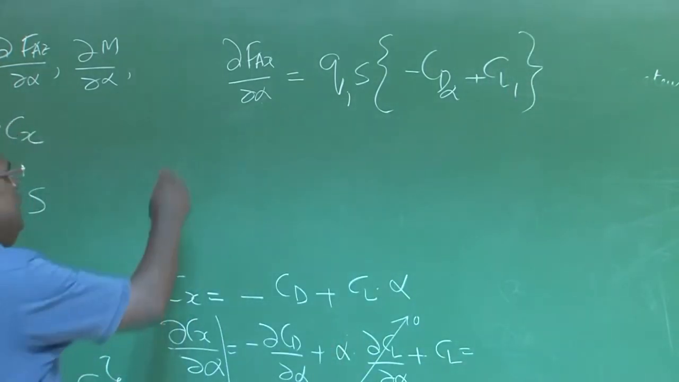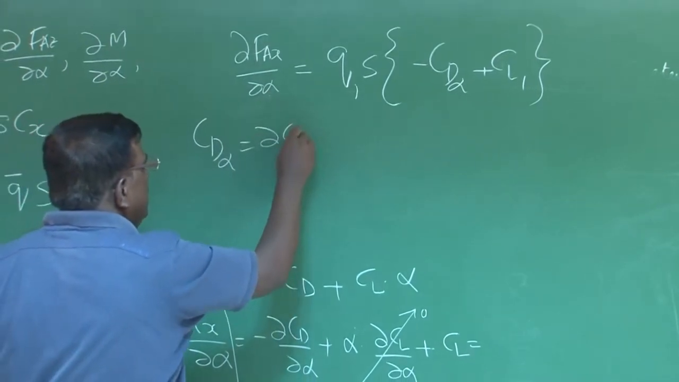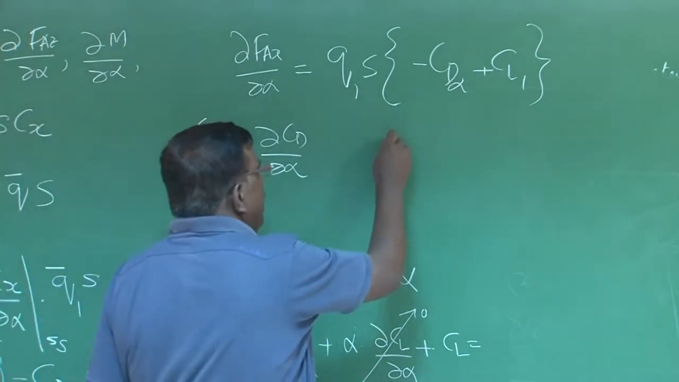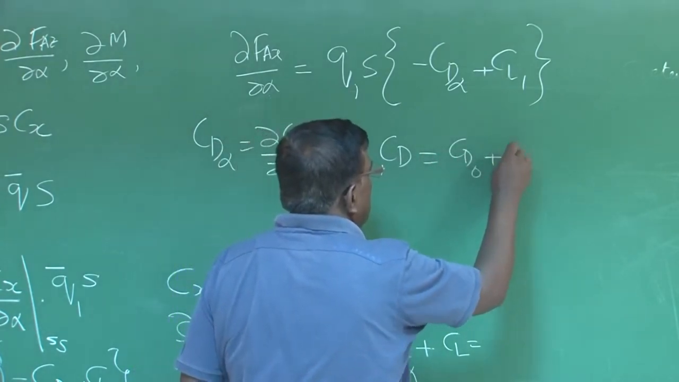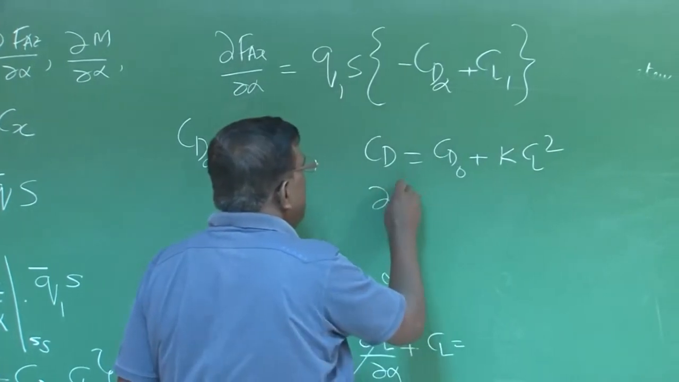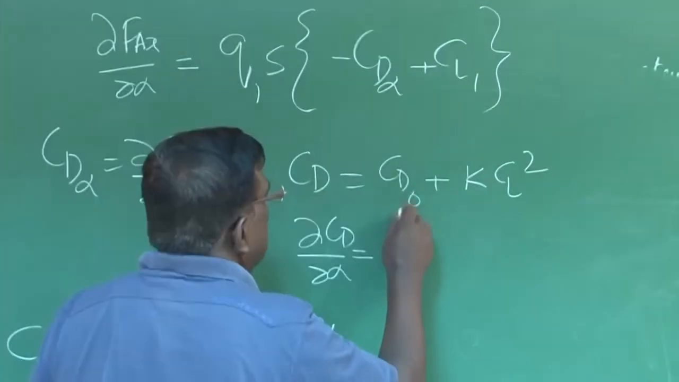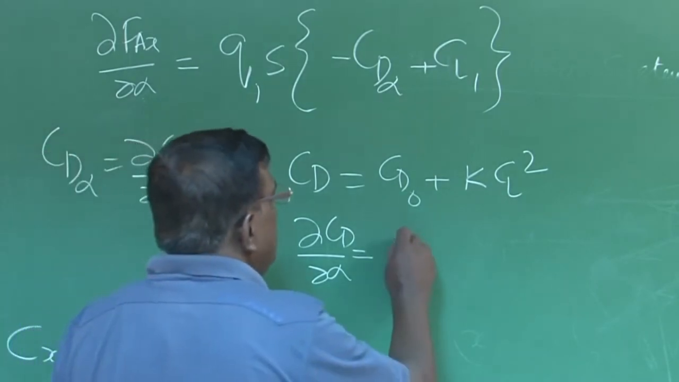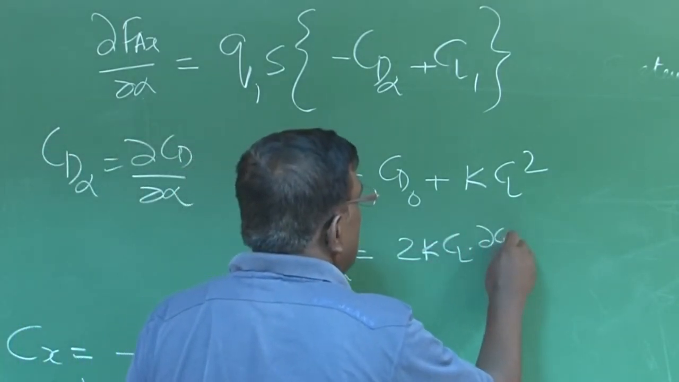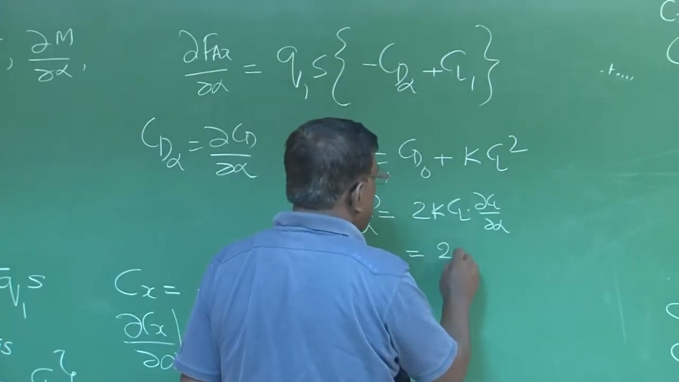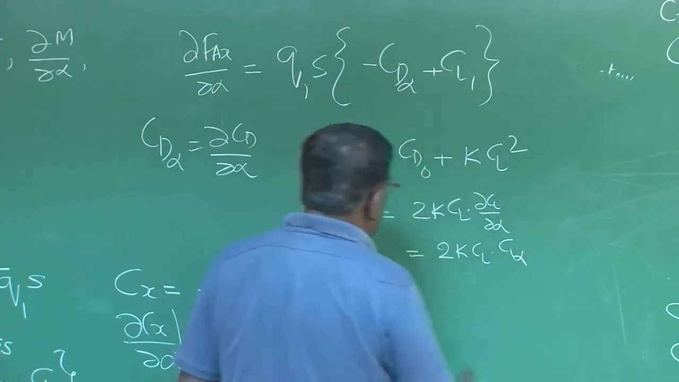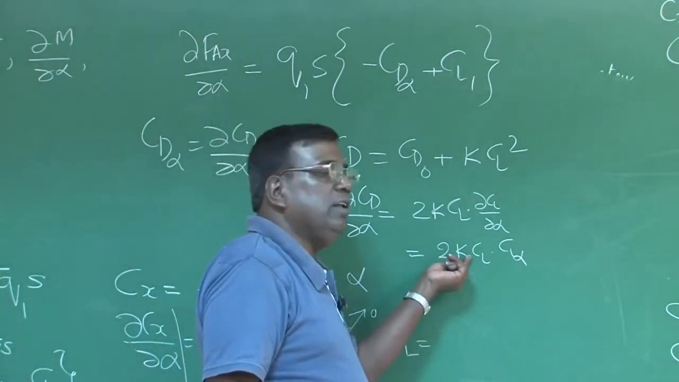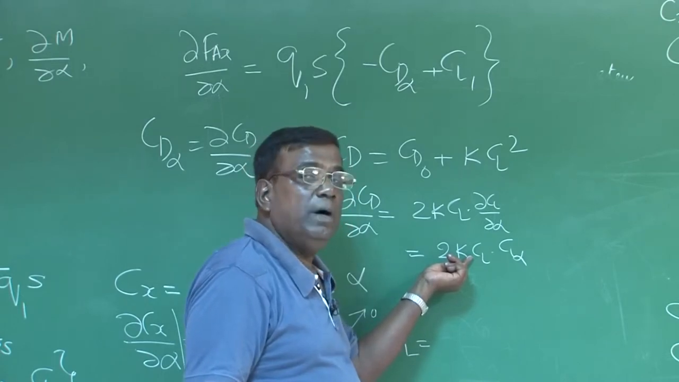So try to understand what is the meaning of Cd alpha. What is Cd alpha? dCd by d alpha. What is the meaning of that? How do I find that? You recall, the drag polar is given by CD equal to CD naught plus K CL square. So I can easily find out dCd by d alpha, if I assume CD naught is constant with angle of attack for small angles, as 2K CL into dCl by d alpha. So this will be 2K CL into CL alpha. So you can see easily that I can find the value of dCd by d alpha if I know the aspect ratio of the wing, because K is nothing but 1 by pi aspect ratio e.